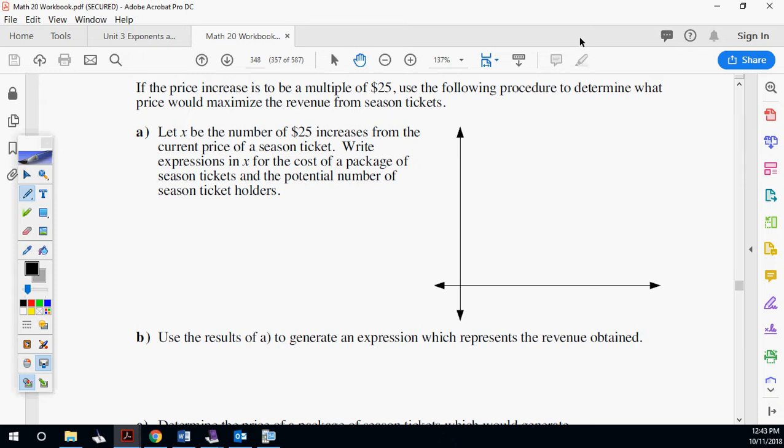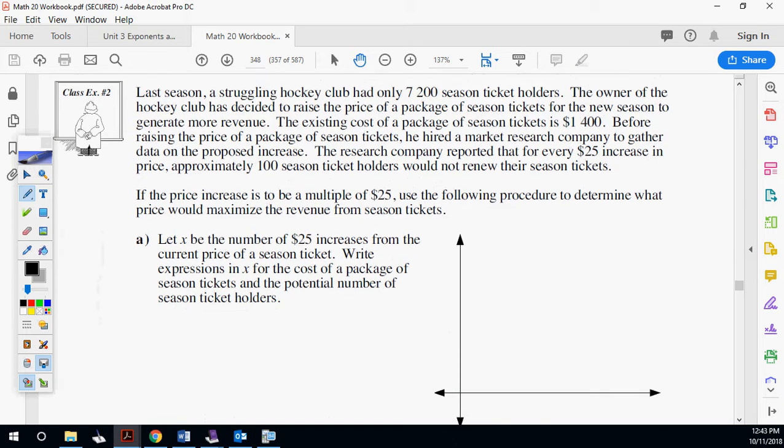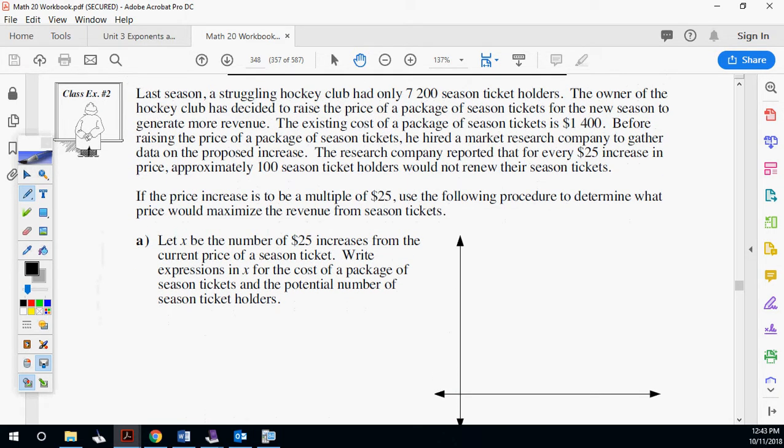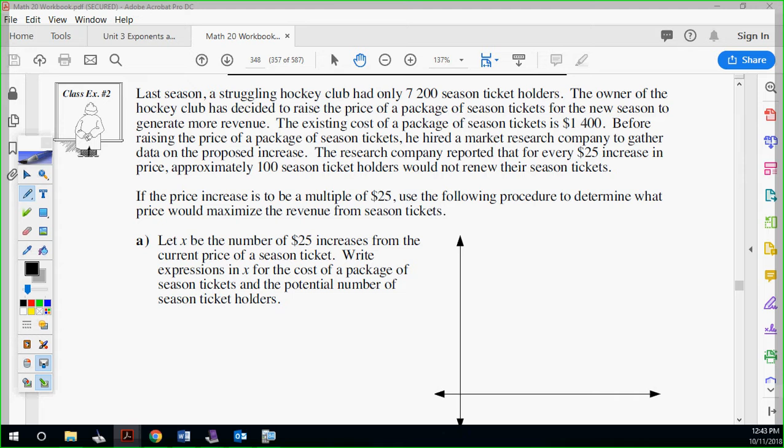Okay. All right. So here's the problem. Let's see what it's saying. So we got: last season, a struggling hockey club only had 7,200 season ticket holders. The owner of the hockey club has decided to raise the price of a package of season tickets for the new season to generate more revenue. The existing cost of a package was $1,400 for season tickets.